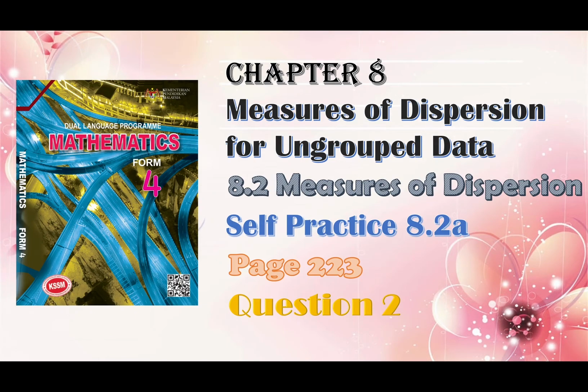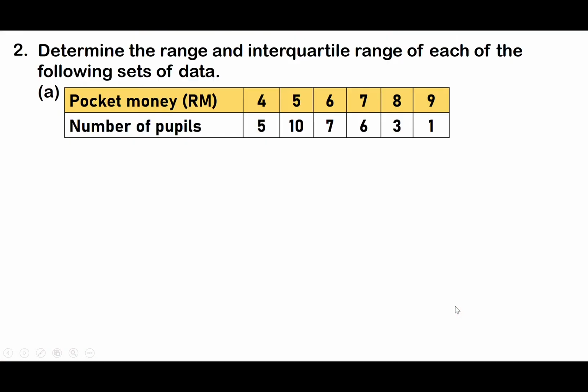Hi guys, today we learn 8.2 measure of dispersion. Self-practice 8.2A. I use textbook page 223 question 2. Okay, this one is frequency table. I want to find the range and the interquartile range. Before we don't use frequency table, but this one we use frequency table.